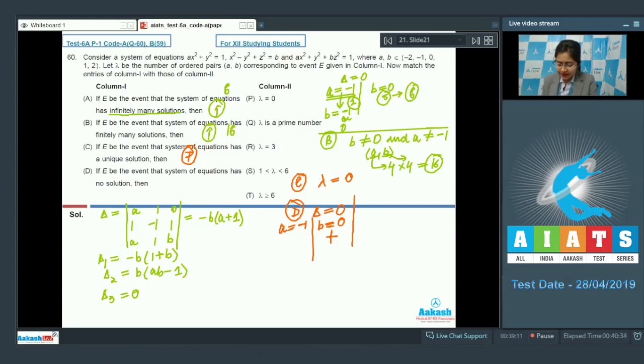So, this is not the case. Now, if I take a equal to -1, then delta will be 0 and delta 2 will be equal to b plus 1. That is, for no solution, b should not be equal to 0 or -1, right? So, how many ordered pairs (a, b) will we have? a is fixed, that is -1, so we have only one possibility, and b should not take the values 0, -1, that is b can take 3 values. So, in total we will have 3 ordered pairs, that is the value of lambda is equal to 3, that is a prime number, Q, R and S. This will be the answer.